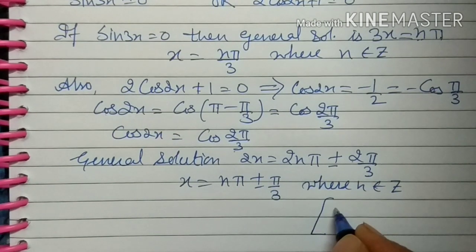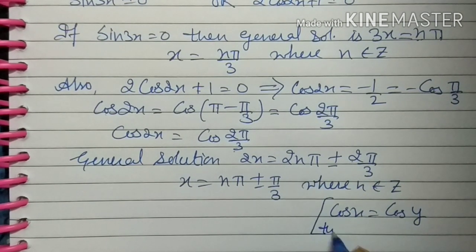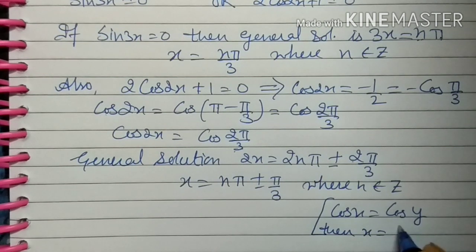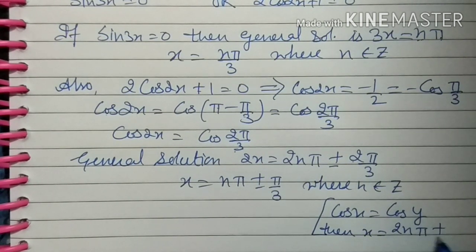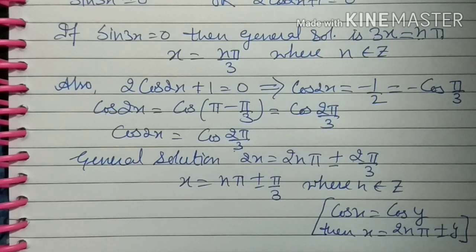We can write the formula which we are using here, that is, if cos x equals cos y, then x equals 2n pi plus minus y. So in this way our question number 9 is completed. By completing this question, this exercise 3.4 is completed and unit 3 trigonometric functions is also completed here. Thank you.